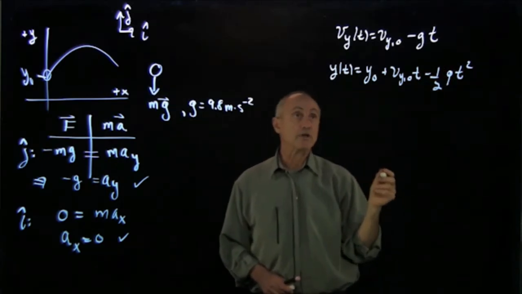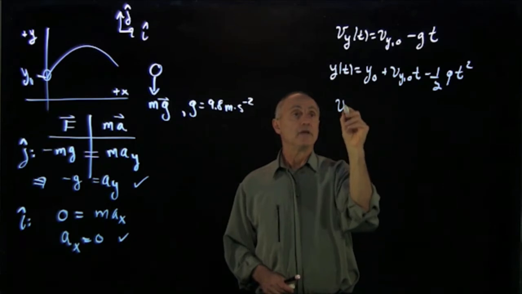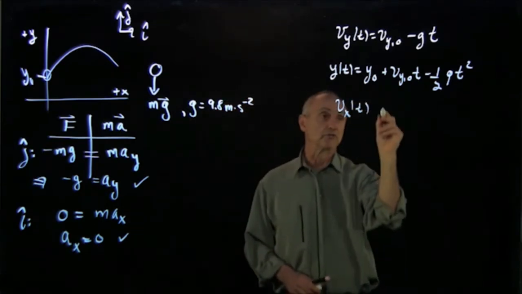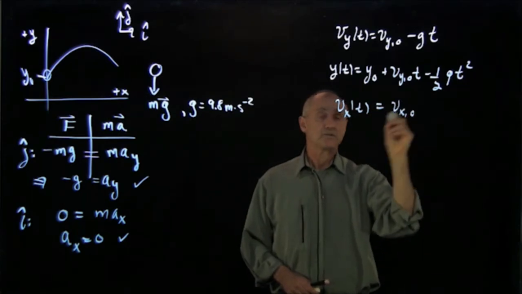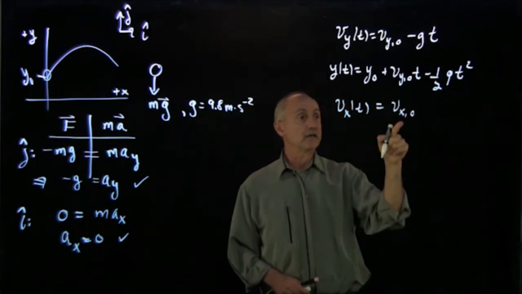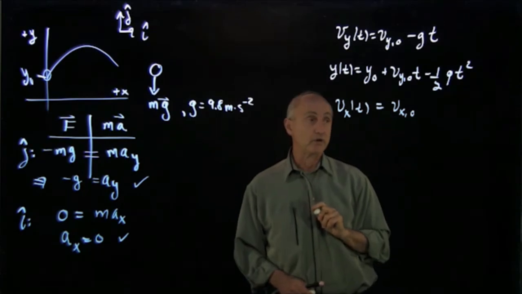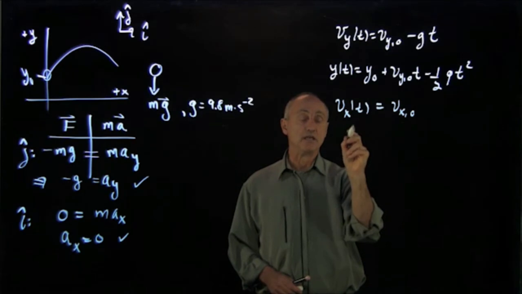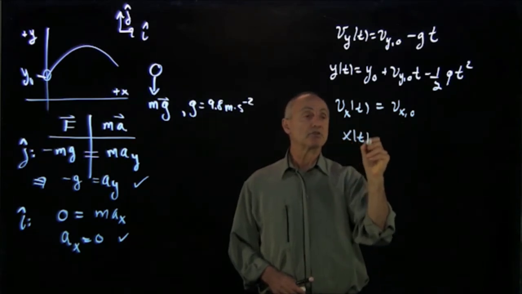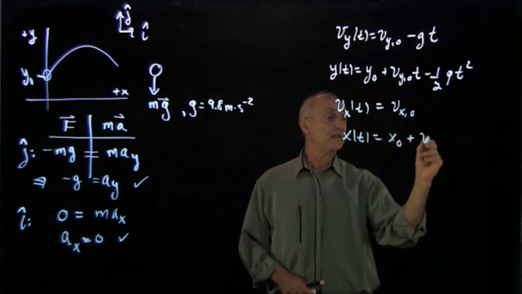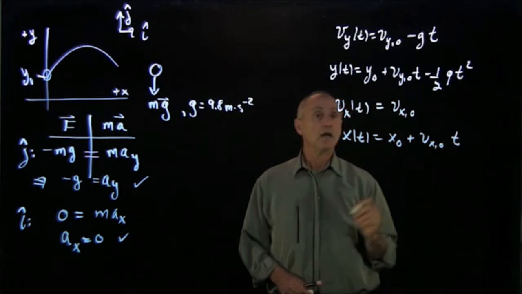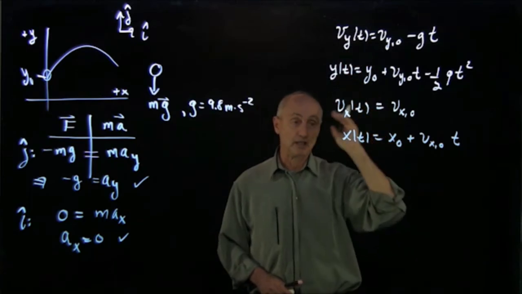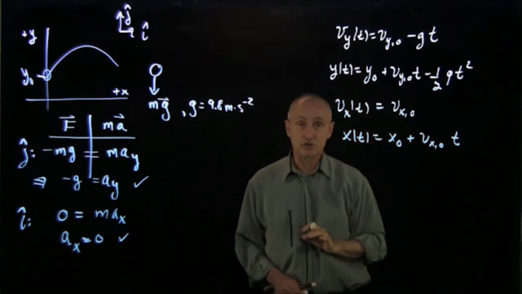Now, the horizontal equation of motion, vx of t, because there's no acceleration in the horizontal direction, this is a constant value given by the initial value of the component of the velocity in the x direction. And the position, x of t, is then equal to some initial position plus vx naught t. And so those are our functions of time for the components of the velocity and the components of position.